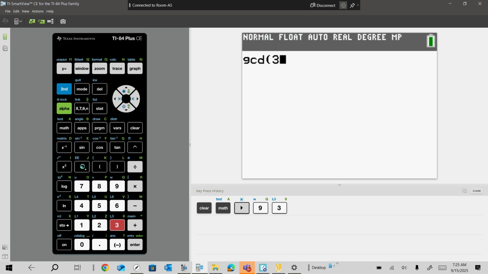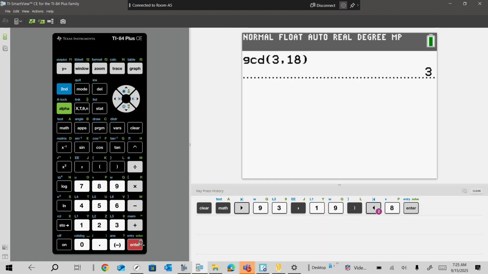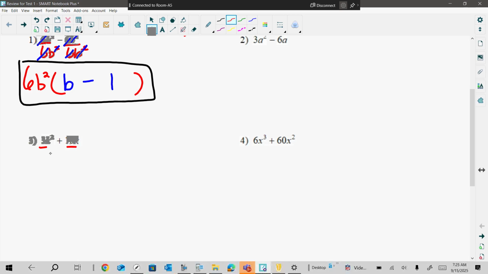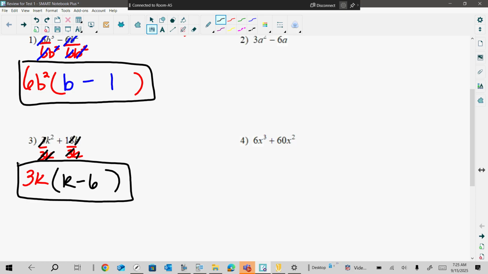We have a 3, comma 18. Oops, I put 19. Let me fix that. 18. And the GCF is 3. Now the thing you have to watch out for is just make sure you check your variables as well. They both have a k squared and a k, so this should be 3k. That is the GCF. Then we're just dividing. This would be a k left over. This reduces to 6. The k's cancel. So we have 3k parentheses k minus 6.